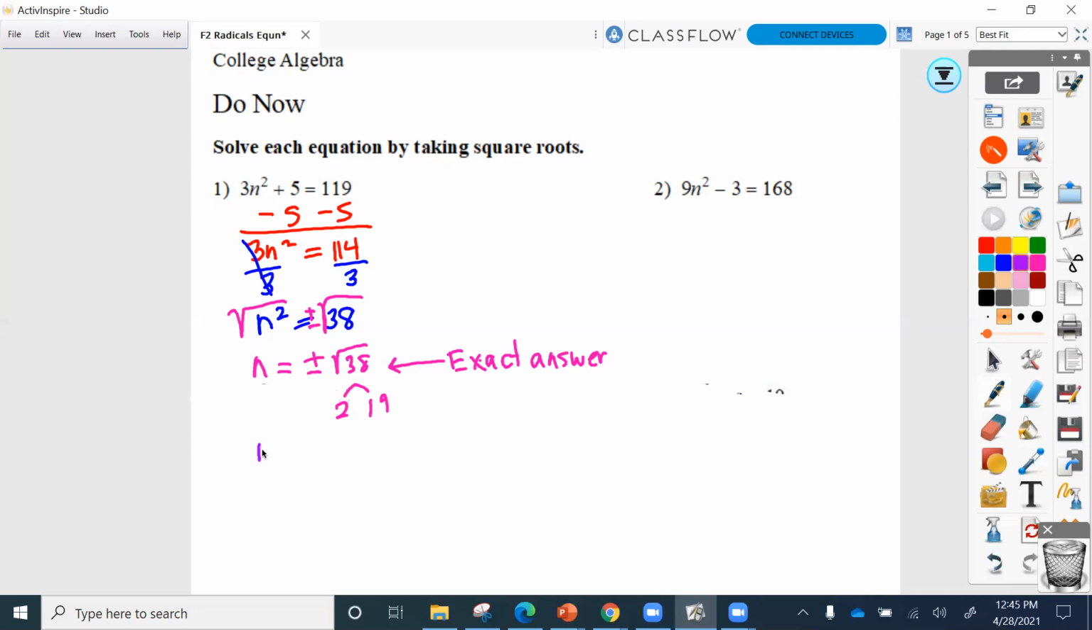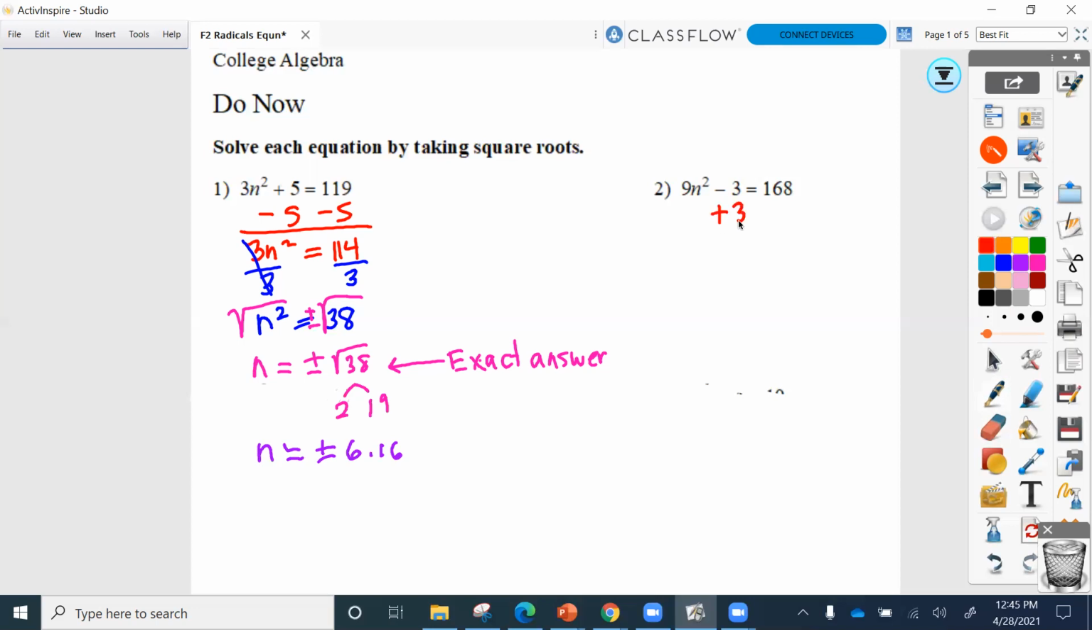If you wanted an approximation of this, you put the square root of 38 in your calculator, you'd get approximately 6.16. And since we're approximating, let's change this from an equal sign to an approximation sign. Approximately.